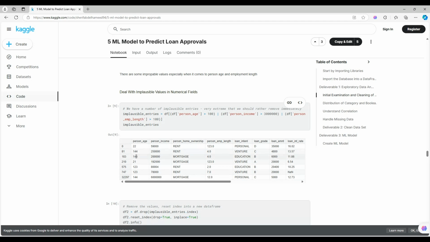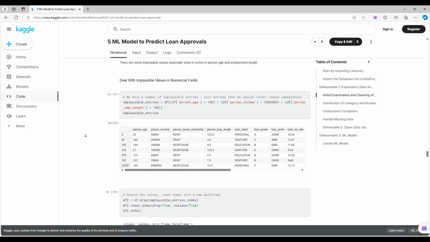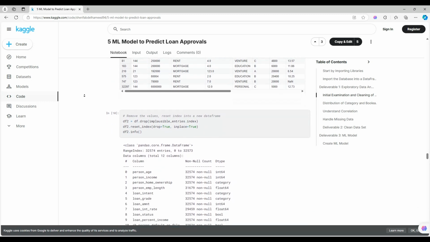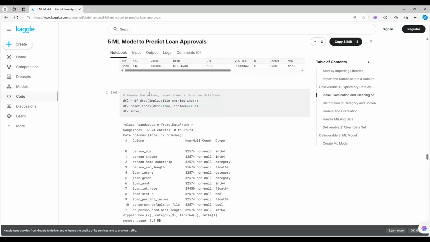Person's age 144, 444, 123, 144. No. This is too much. And person employment length also. So we cannot really venture a guess. I do not think that's the best way. Of course, as I said, you can replace them with the mean. Replacing them with the median is better in this particular case, since the data is quite skewed, not really normally distributed. But anyway, I chose to drop them.